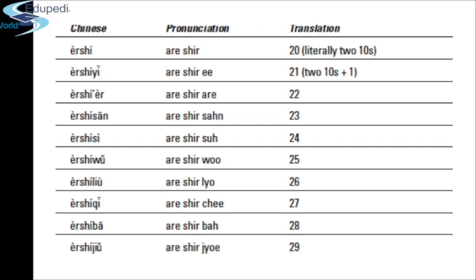When we get to 20, we have to literally think 2 tens plus whatever single digit we want to add, up until 9, for 21 through 29. Now let's see this table and read after me. 二十, literally 2 tens, 20. 二十一, 21, literally 2 tens plus 1.